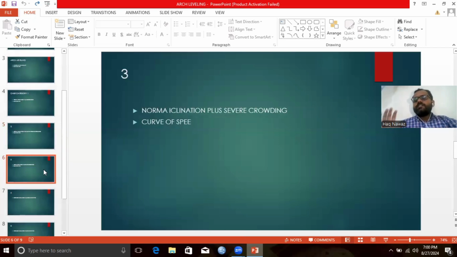Our third category is very interesting. This category includes normal inclination, but there's severe crowding. Our aim is to convert this category into category 1 patients, maintaining normal inclination and relieving crowding. We are assuming that our treatment plan is extraction of first premolars. We will extract first premolars, segmentally retract the canines using a T-loop canine retractor or any other canine retractor. After we retract the canines, our incisors are relieved from crowding.